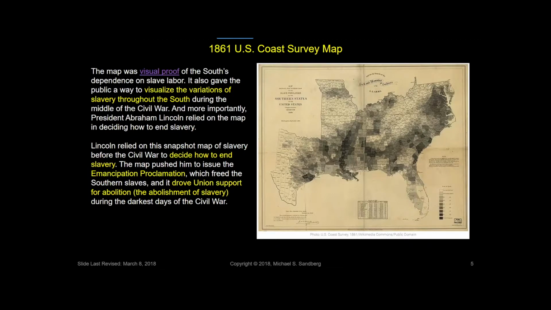Ultimately, the map would help him decide on issuing the Emancipation Proclamation, which I'll talk about in a few minutes. And it also helped drive Union support for the abolishment of slavery. He was able to show this visually to people and say, look at all these people in bondage. This is part of the reason we need to work to abolish slavery.